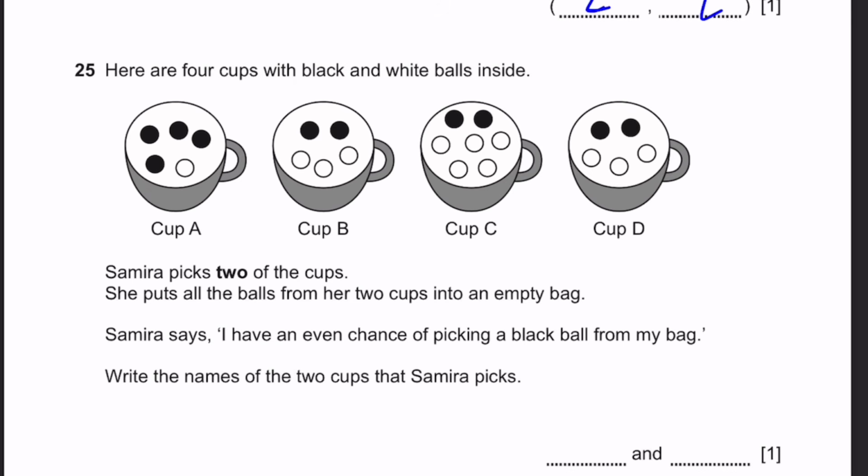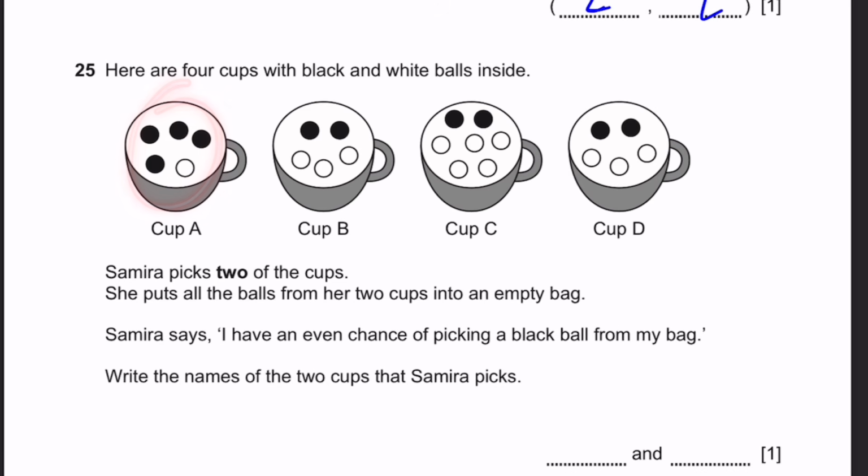Question 25. Here are 4 cups with black and white balls inside. Samira picks 2 of the cups. She puts all the balls from the 2 cups into an empty bag. Samira says, I have an even chance of picking a black ball from my bag. Write the name of the 2 cups that Samira picks. Well, which 2 cups should she pick to get an even chance of picking a black ball? You could just do this by trial and error, so let's just do that.